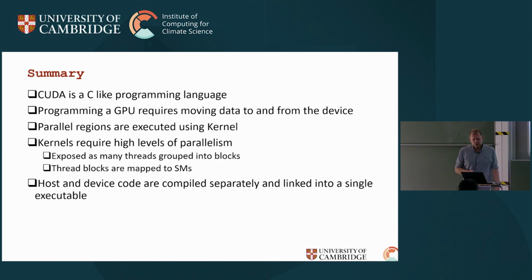So programming a GPU requires moving data to and from the device, which has separate regions of memory. If we're doing compute on the device, we have to move things to it and move things back at the end. Parallel regions are executed using single program, multiple data, using this idea of a kernel. Kernels require high levels of parallelism. We always oversubscribe the device in terms of threads per block and blocks per grid. And host and device code are compiled separately and linked into a single executable.